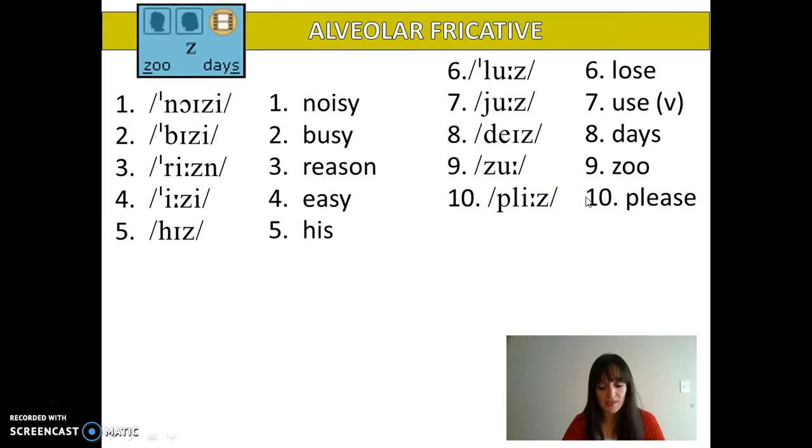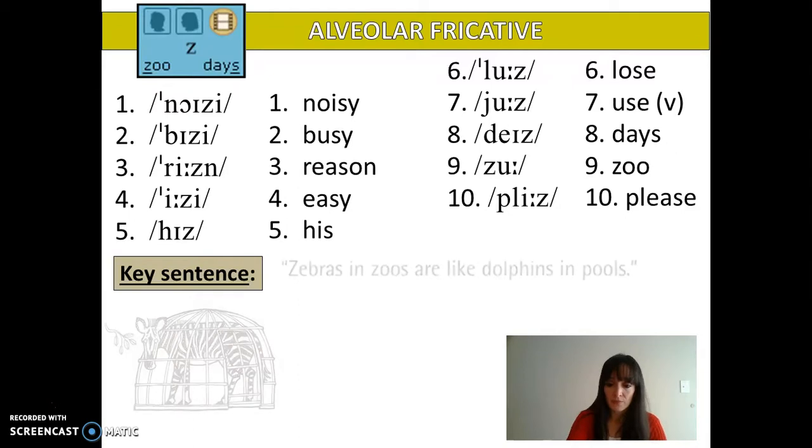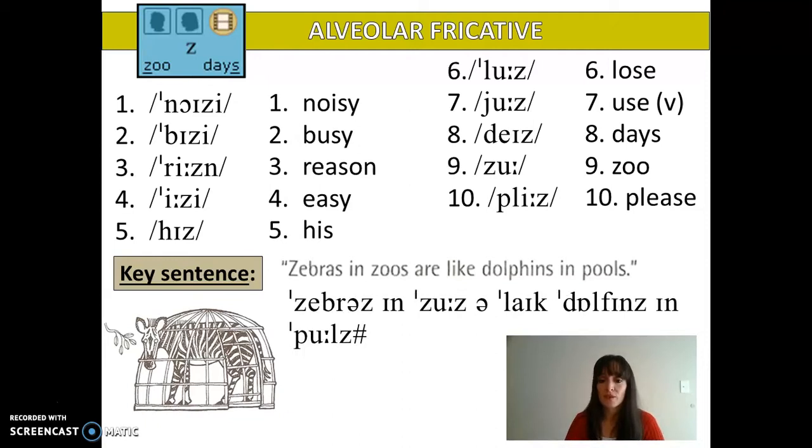Now listen to a key sentence. Write it down in phonetic script. Zebras in zoos are like dolphins in pools. I repeat. Zebras in zoos are like dolphins in pools. Check your answers. Zebras in zoos are like dolphins in pools.